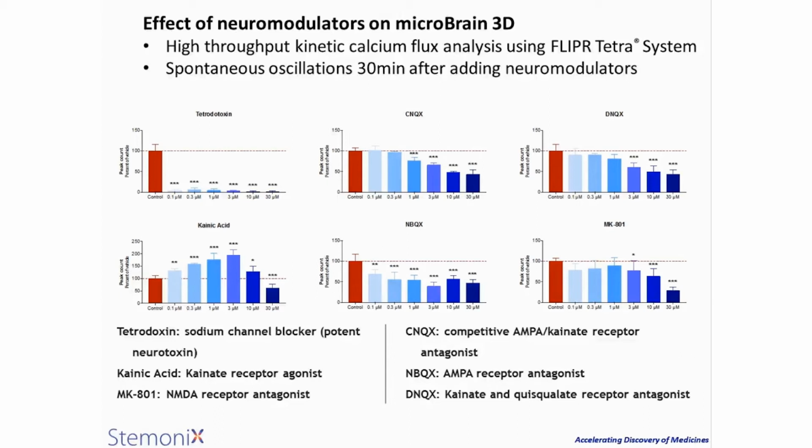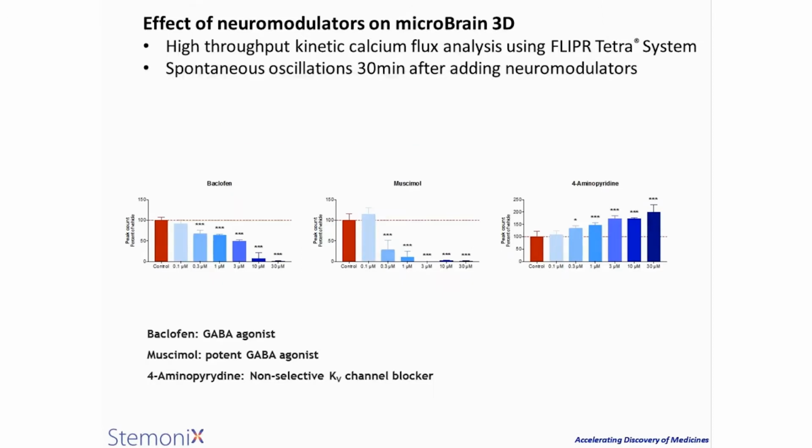The same neuromodulation was observed with glutamatergic antagonists. We have several classes of antagonists represented here: CNQX, NBQX, DNQX, and MK-801, and they also reduce this activity, reduce these oscillations, in a dose-dependent manner. So the more concentrated, the more reduction that we observe.